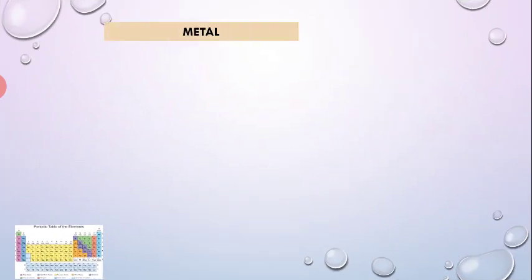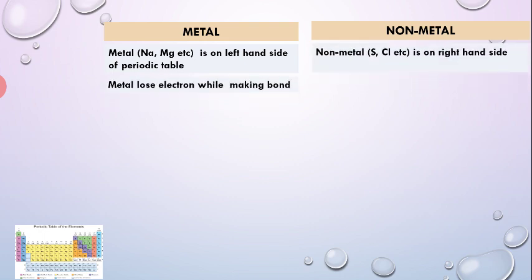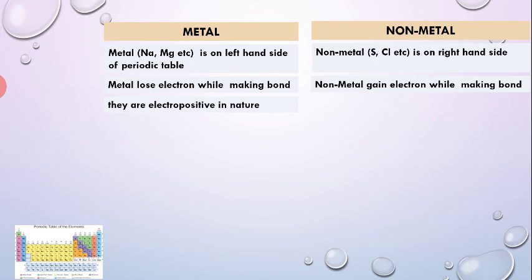After this, we should understand what is a metal and what is a non-metal, and what are the basic differences between the metal and non-metal according to the periodic table. Metal is on the left hand side, as we have already understood, and non-metal is on the right hand side of the periodic table. Metals lose electrons when they are involved in making a bond, while non-metals gain electrons while making a bond. Metals are electropositive, meaning they lose electrons and therefore become positive, and non-metals are electronegative because they accept electrons and become more negative.